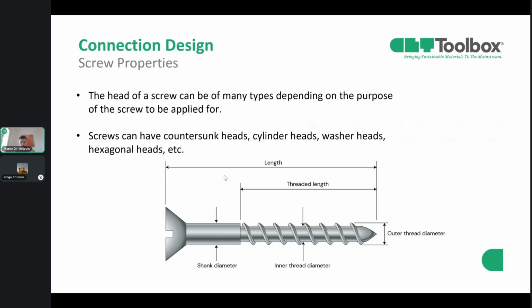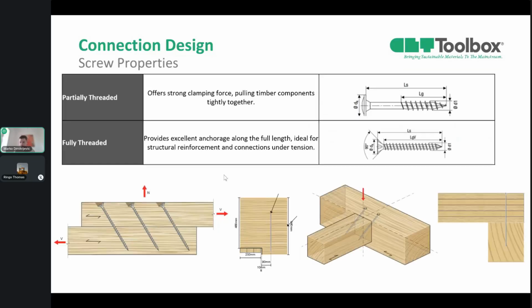Going further, we can talk at a high level about the screw properties. The head of the screw can be of many types depending on the purpose the screw is applied for. Screws can have countersunk heads, cylindrical heads, washer heads, hexagonal heads, and some more specific to each producer. Also, washer heads, for instance, have larger head diameters, and they're preferable for clamping 2 members together, while cylinder heads have a smaller head diameter, and they're preferable if the screws are to be drilled below the surface of the timber member. So practically each type of head is preferable for a certain type of connection.